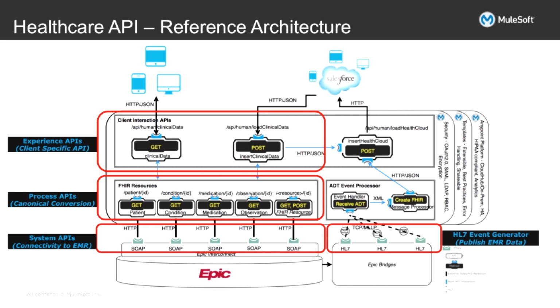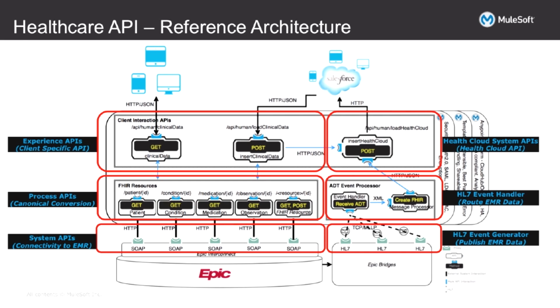For the HL7 messages published by the Epic Bridges, those messages are received by the HL7 message or the event handler template, which is created and deployed at MuleSoft. And then those HL7 messages are converted into FHIR resources or JSON format and updated to their respective entities within the Health Cloud using Health Cloud System APIs. So this creates an end-to-end real-time integration between Epic and Salesforce Health Cloud.